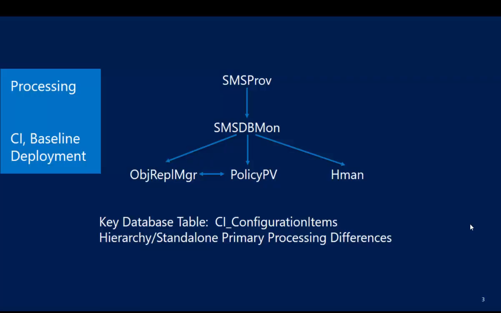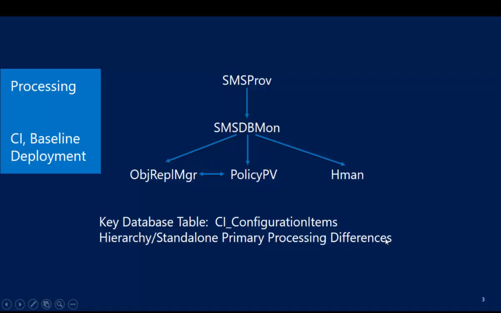Those will receive notifications whenever Config Manager SQL replication works and drops the metadata down on the primary. HMAN too. Although HMAN is on the CAS. So some key points here are the hierarchy, standalone, and primary processing differences. For the key database tables, there are really two. The starting one is CI_ConfigurationItems. There's also CI_Assignments, and you'll see both of those pretty clearly as we go along.